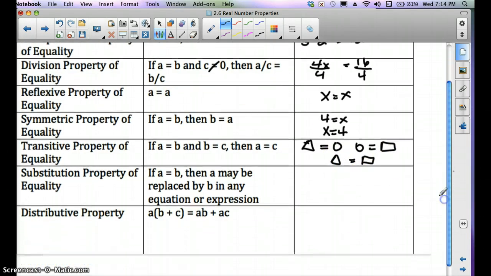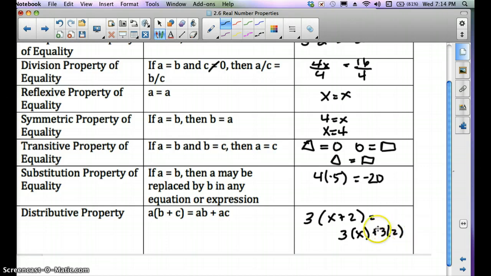Substitution property: if A equals B, then A may be replaced by B in an expression or equation. So you might see this after we do the distributive property, if we have 4 times negative 5, we could substitute it with a negative 20, for example. And the distributive property: if we had 3 times (x plus 2), we could write it as 3 times x plus 3 times 2. Then we could write this as 6 using the substitution property.